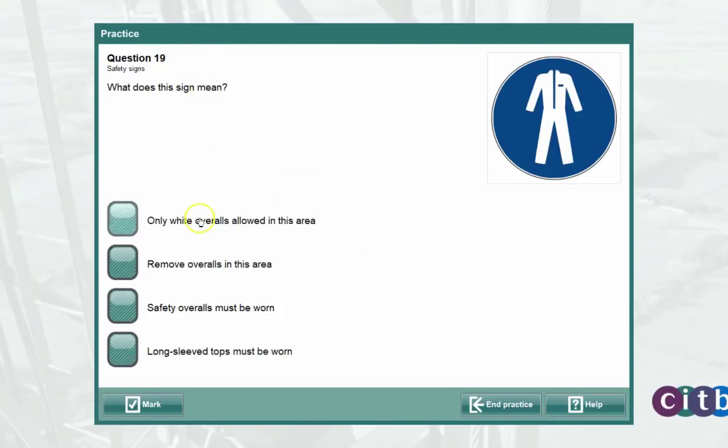What does this sign mean? Only white overalls allowed in this area. Remove overalls in this area. Safety overalls must be worn. Long-sleeved tops must be worn.